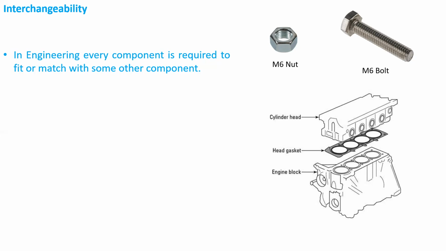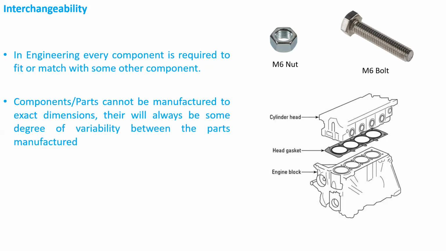So how do we ensure this interchangeability? In fact, component parts cannot be manufactured to exact dimensions. There will always be some degree of variability between the parts manufactured.